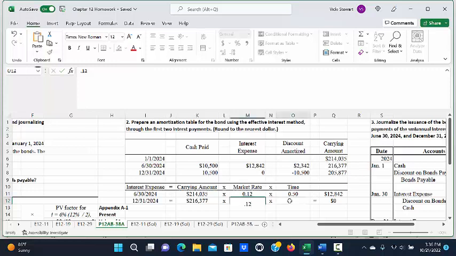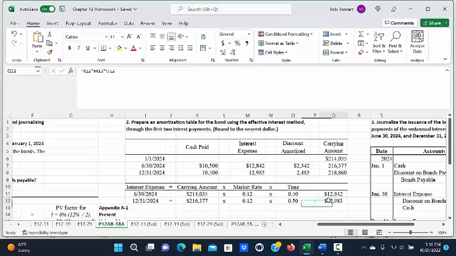And we multiply that by the market rate of 12% and then times 0.5, and we get the interest amount of $12,983. We subtract the cash paid of $10,500, and we get the discount amortization of $2,483, which when we add to the previous carrying amount gives us a new carrying amount of $218,860.